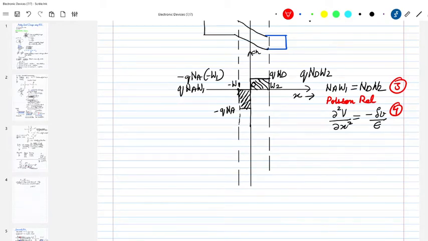Now I can take this equation for the left hand side. So the equation for the left hand side would be del 2V by del x squared equal to, rho v is minus qNa, so minus minus will cancel, qNa over epsilon, right? So that's the relation. On the right hand side, what do you have? You have del 2V by del x squared is equal to minus qNd over epsilon, right?